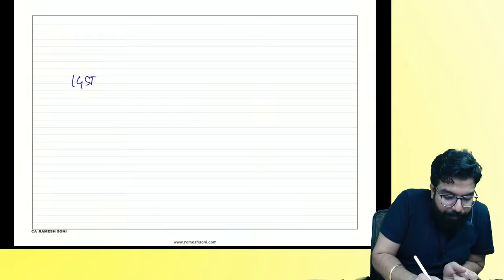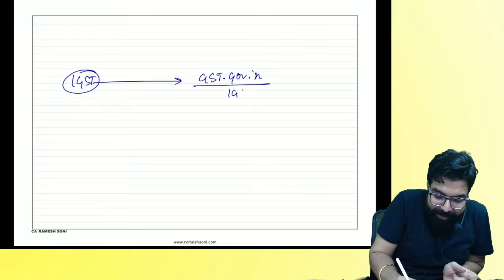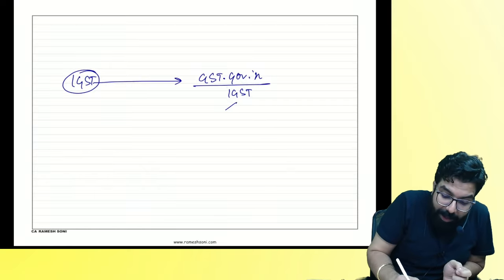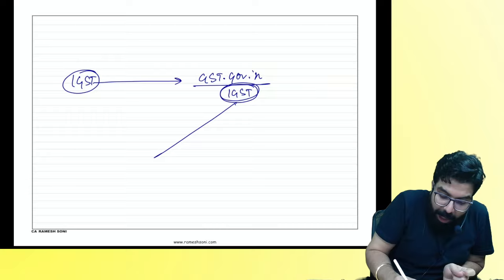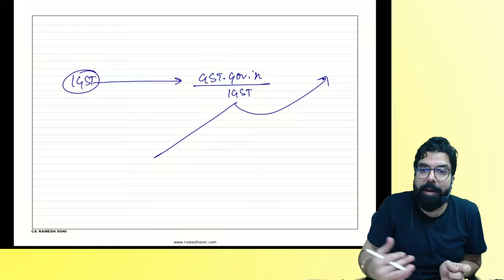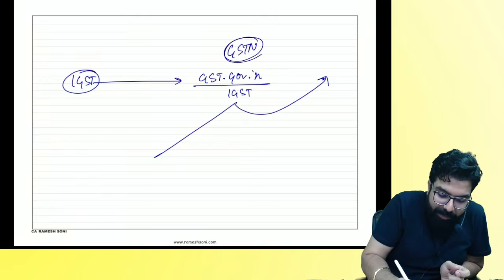Now tell me one thing. IGST, where will I pay? On GST.gov.in. Yes or no? IGST will come on GST.gov.in, I will pay it. How much should go to the central government? How much should go to which state? Who will do the computation, payment and settlement? The portal, GSTN, the company which is there.